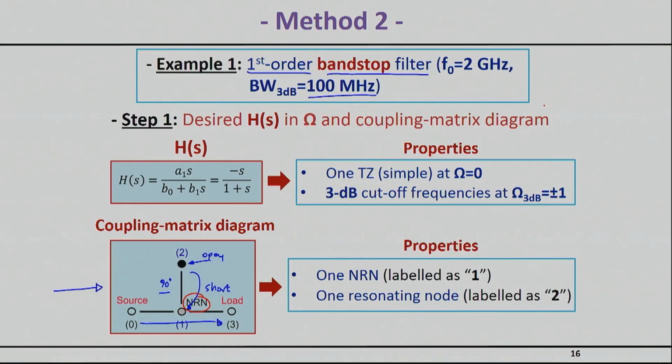The specific transfer function we'll try to synthesize here is actually shown right here, which basically has a single transmission 0 at omega equal to 0, which when we scale this through the bandpass transformation, this will be scaled at omega naught, the resonant frequency, which is basically 2 gigahertz. And we will assume that we want a 3 dB bandwidth, so we need the 3 dB points to be at plus or minus 1 in the normalized domain, and then we'll get them to represent, with an appropriate scaling, a bandwidth of 100 megahertz.